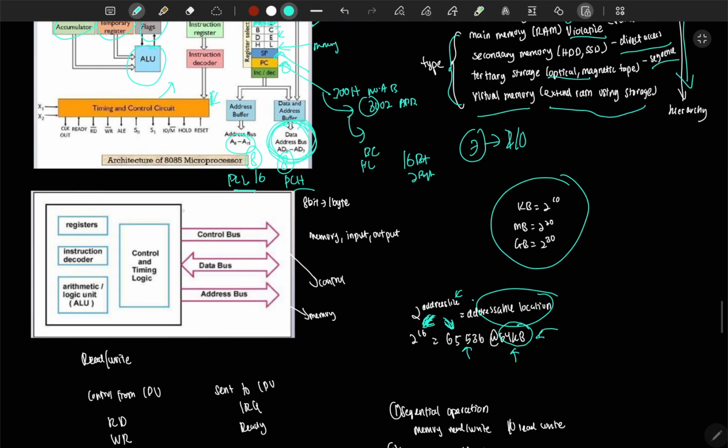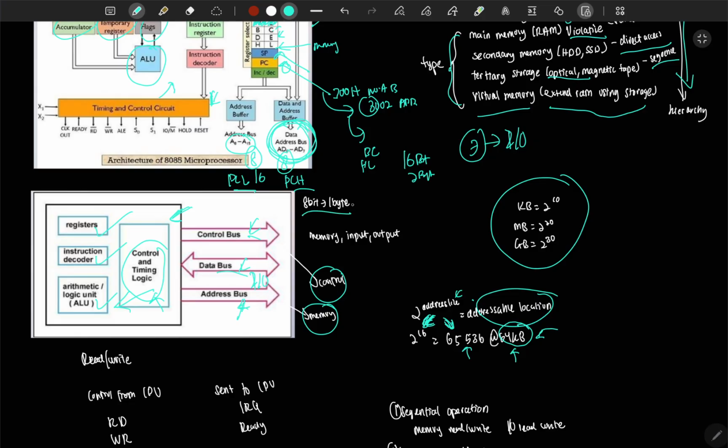Then we also have, so this is our microprocessor. We have registers, we have the instruction decoder, we have the ALU, we have control, which is quite different from the ALU because it has the timing stuff. Then we have the control bus, data bus, and address bus. The address bus is for memory, the data bus is for IO, and the control bus controls the read, write, move, add and everything.